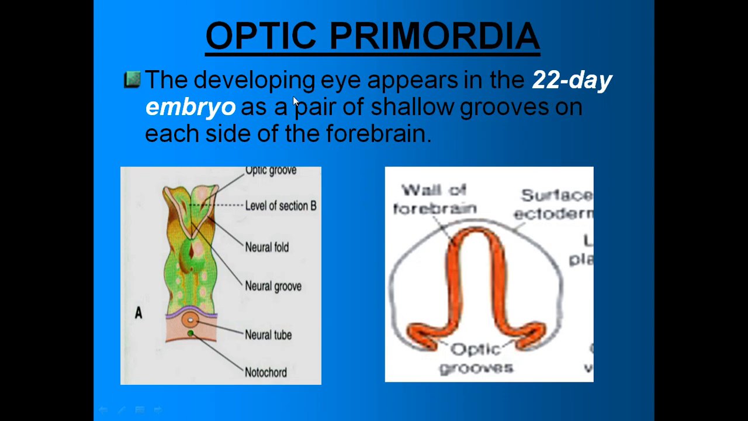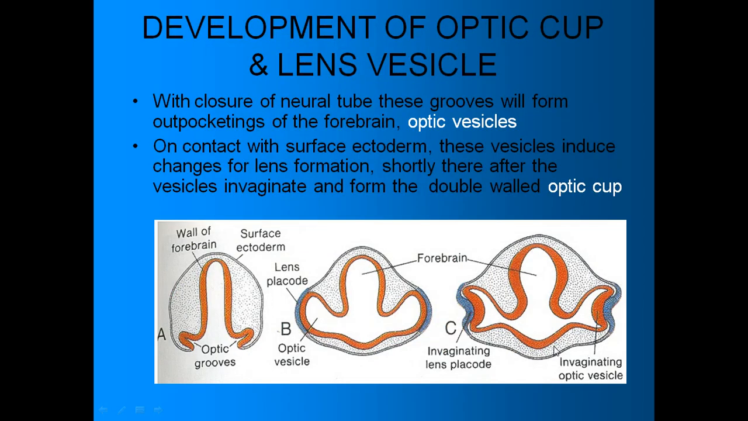What day? 22nd day of the embryo. These grooves are called as optic groove. So it develops from forebrain vesicle as a shallow groove called as optic groove. There are 2 in number, you can clearly see that. This is our head. This is the developing brain, forebrain. These are the optic grooves. So what happens subsequently? These optic grooves, first understand in the diagram, later you can see the notes.